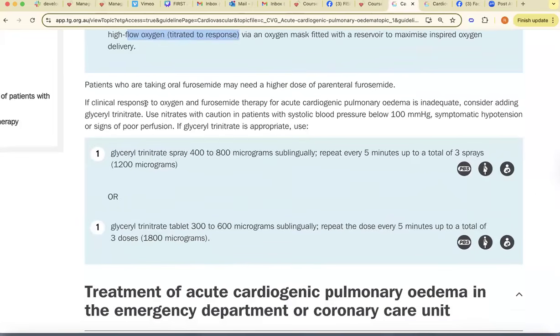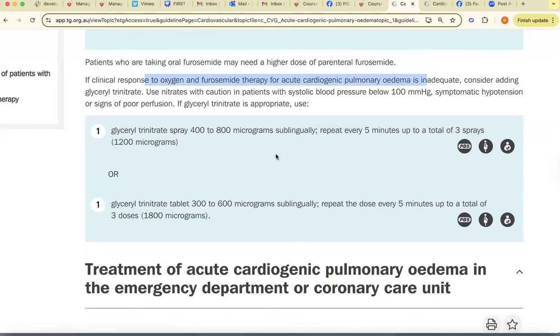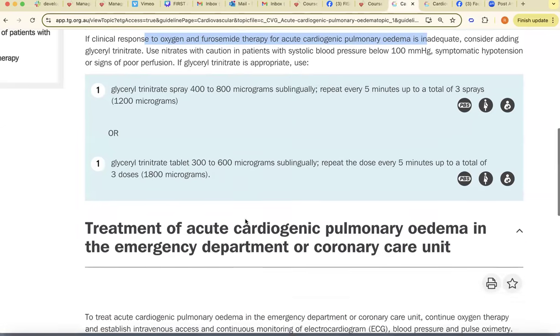Let's say the clinical response to oxygen and furosemide is inadequate. What will be the next step? So you started furosemide, you started oxygen when the saturation went down to 92 and less. Still, the patient is not showing features of improvement. That means they are still looking very short of breath. Then you add glyceryl trinitrate. Glyceryl trinitrate can be used sublingually as a spray, or as a sublingual tablet as well.